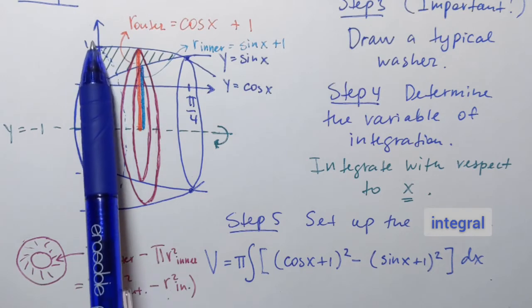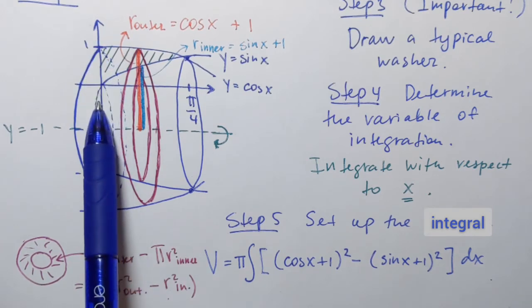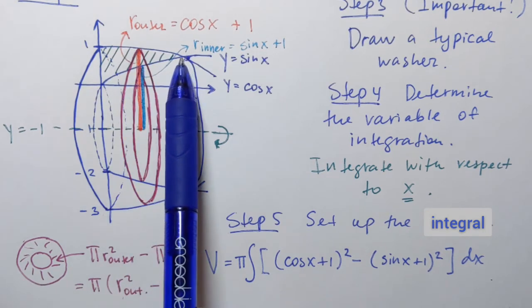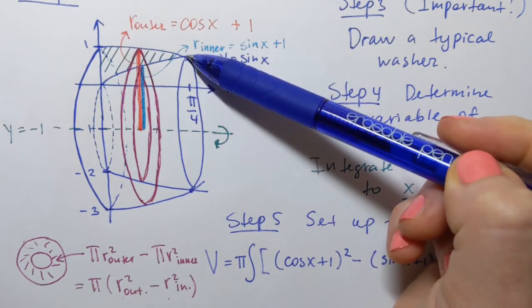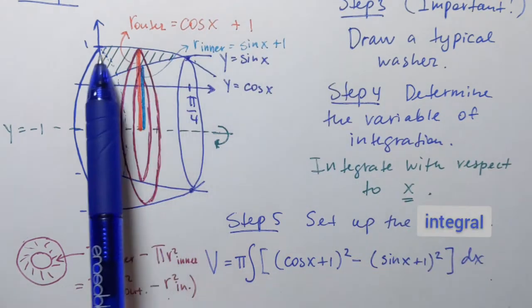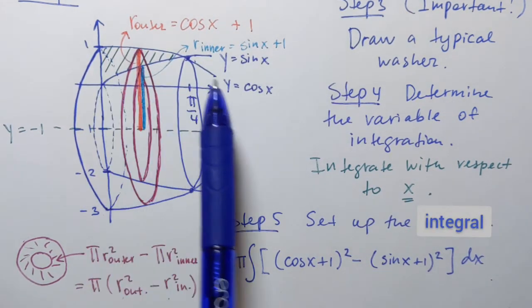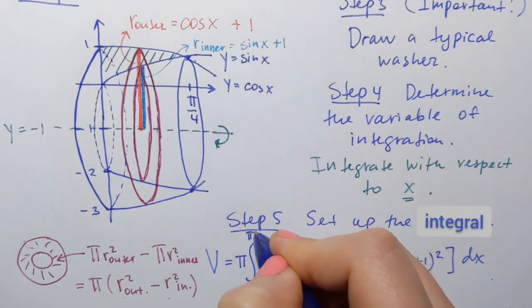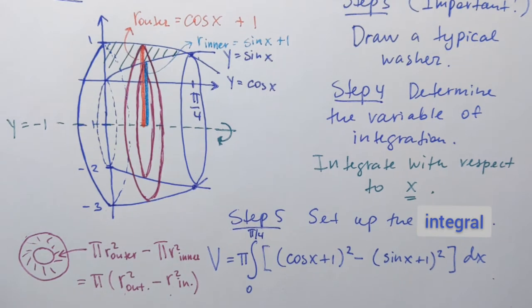So that means that the leftmost place is at x equals 0, and the rightmost place for an arbitrary washer is at pi over 4. Right? So this region goes from 0 to pi over 4. And these are going to be the limits of integration, from 0 to pi over 4. They come from the x-axis.